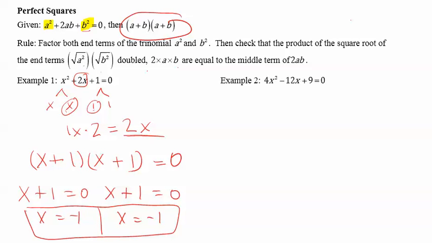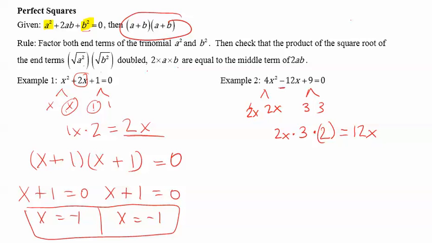Here's another example. Let's look at 4x squared, which breaks down into 2x and 2x. Remember, it has to be a perfect square. And the last term is 3 and 3. If I take 2x times 3, the product of the square roots, and then multiply by 2, which is what I'm supposed to do for the middle, I get 6x times 2, which gives me 12x. That's exactly what I wanted in the middle.